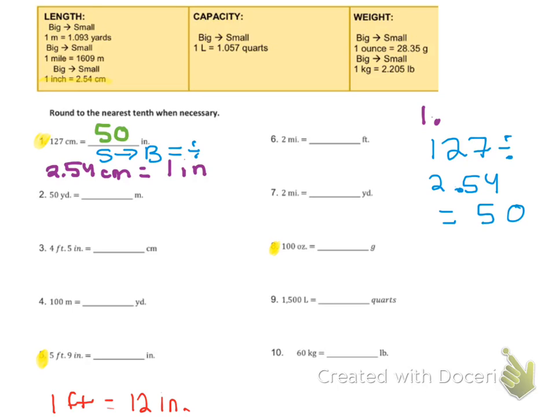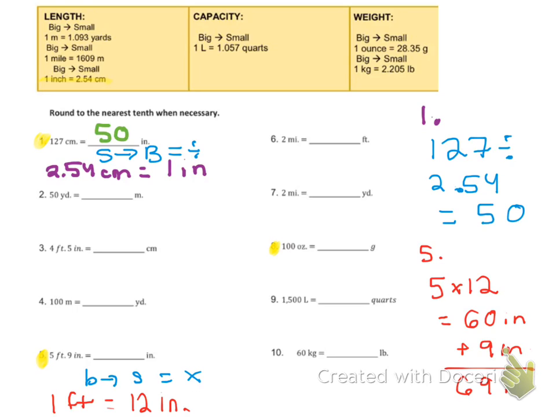We are currently going from big to small. So that means that we are going to multiply. Big to small, multiply. So over to the side, we're going to take the number 5 for 5 feet, and we're going to multiply it by that 12. And we get 60 inches. But we're not done yet. We need to add in the original 9 inches. So plus 9 more inches. Our final answer will be 69 inches. So for question 5, you would write in 69 inches. Remember that you can round to the tenth place if it's a question that requires rounding.